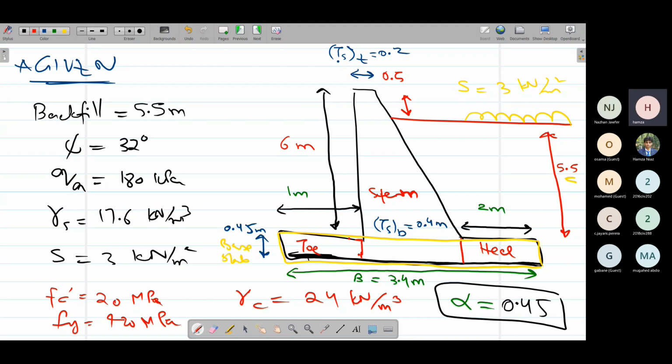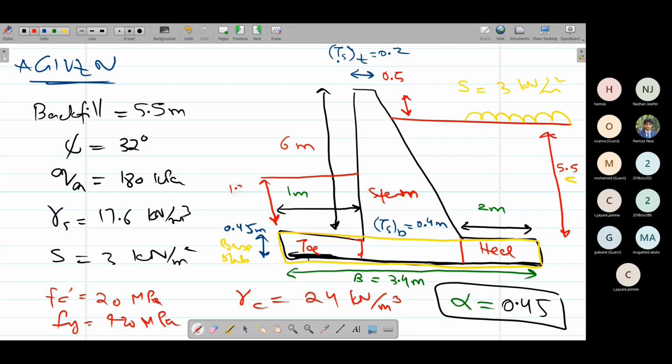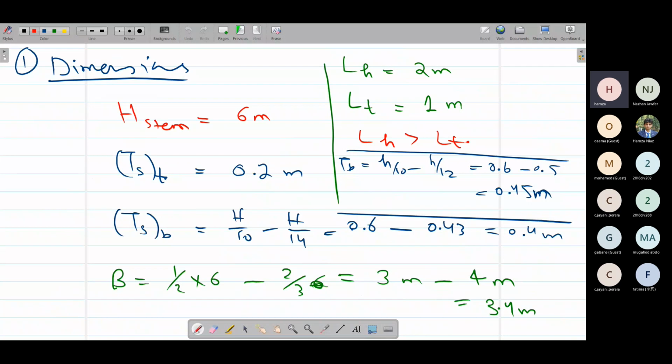So one thing I forgot, that this is backfill at the backside, and we are also given some front fill here. So the front fill height is 1.3 meters. Some sand is lying also on the front side of the retaining wall, and its height is 1.3 meters. On the back side, its height is 5.5 meters. So this is all. We are going to use this front fill in the later steps.